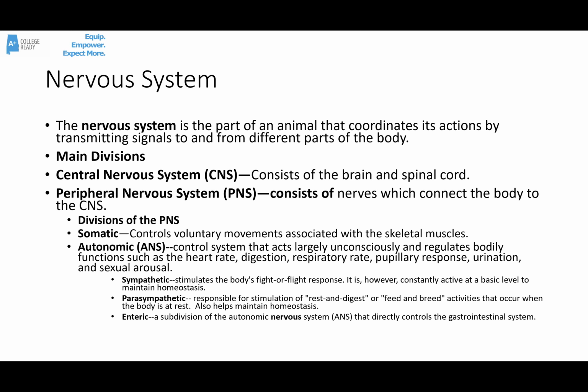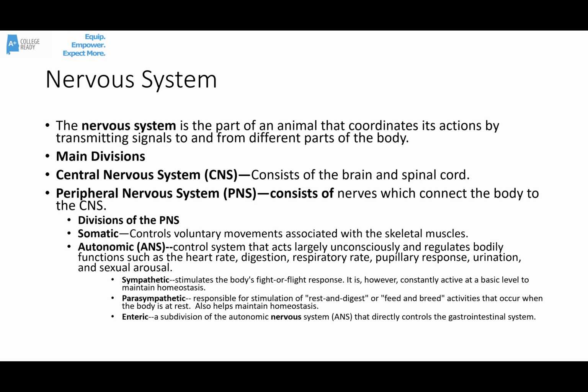The sympathetic nervous system is really important in the body's fight or flight response. It tends to speed up a lot of responses like heart rate, breathing rate, and so on. But it's also constantly active at a basic level to help maintain homeostasis.